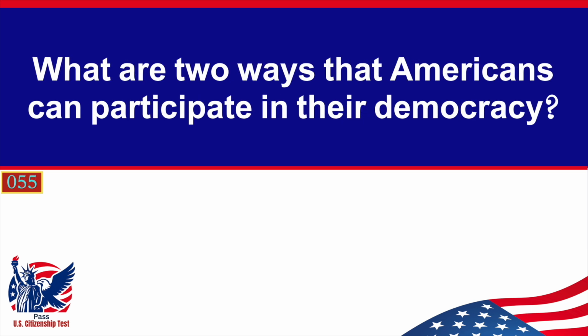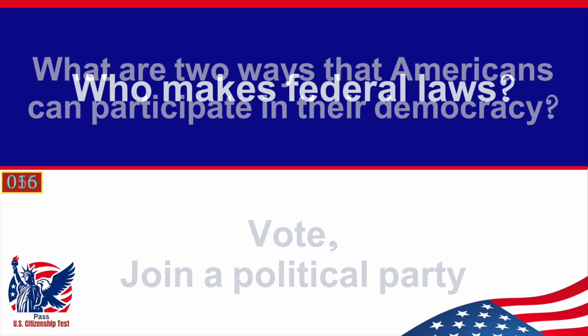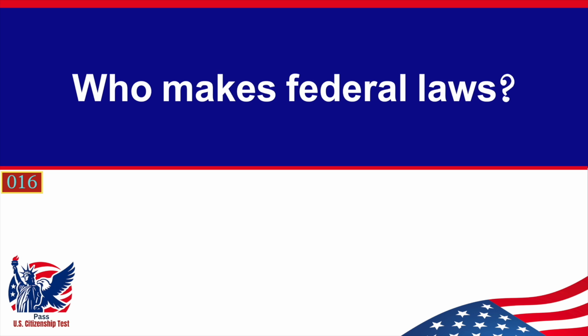What are 2 ways that Americans can participate in their democracy? Vote. Join a political party. Who makes federal laws? Congress.